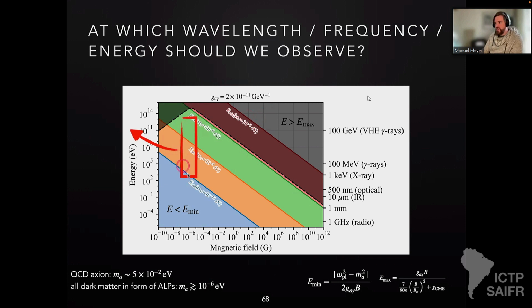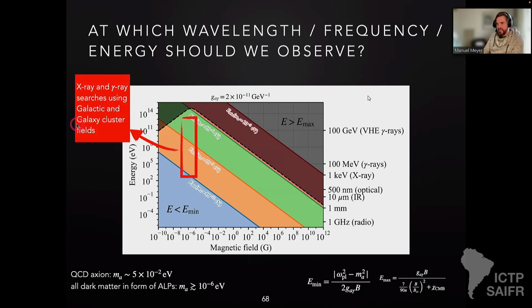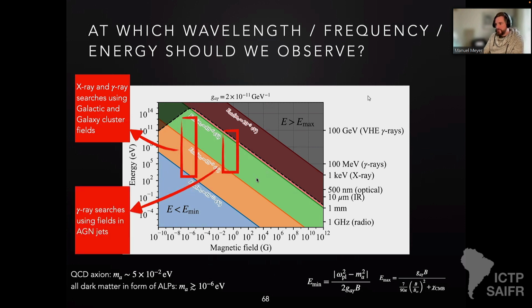Okay, so in this regime, we can actually use X-ray and gamma ray searches from galactic and galaxy cluster fields. Galaxy clusters will have a magnetic field of 10 to the minus 6 Gauss. So if we look at the energies here, this is gamma ray to X-ray. We can also use gamma ray searches from AGN fields. AGN fields can have, in jets, magnetic fields of around a Gauss. So here you can use nicely gamma ray energies.